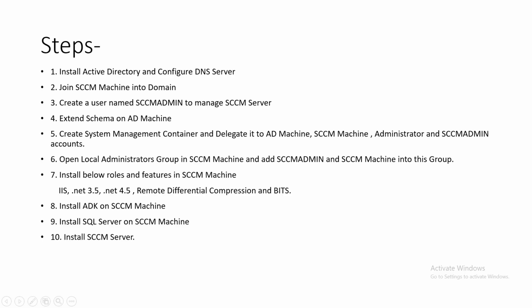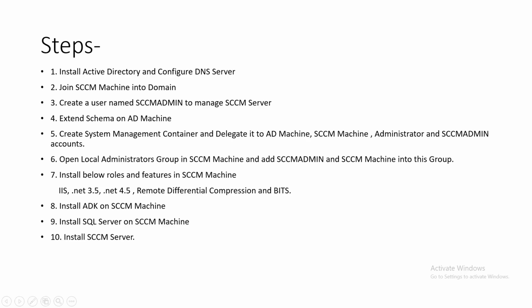In the fourth step, we need to extend our Active Directory schema, and this is a step that we need to perform on the Active Directory machine. Fifth, we need to create the System Management container, and we need to delegate it to the AD machine, the SCCM machine, the domain administrator account, and the SCCM admin account that we created in the third step. The sixth step is we need to go on our SCCM machine, open the local admin group, and add the SCCM admin and SCCM machine into that group so that these accounts have admin rights on the SCCM machine.